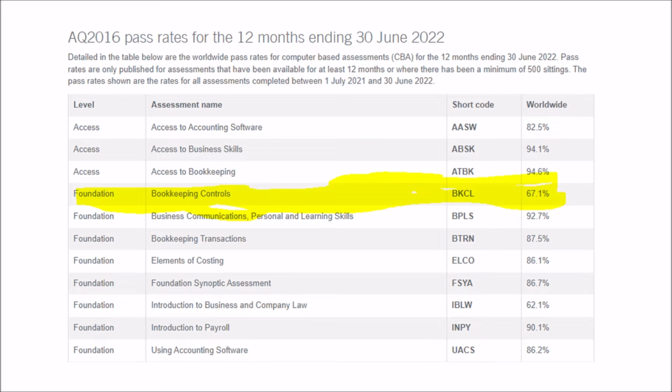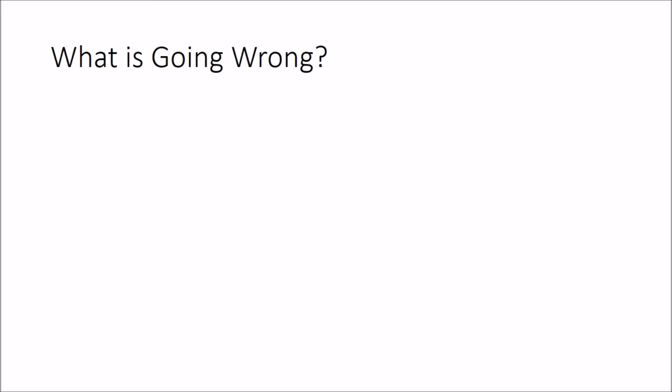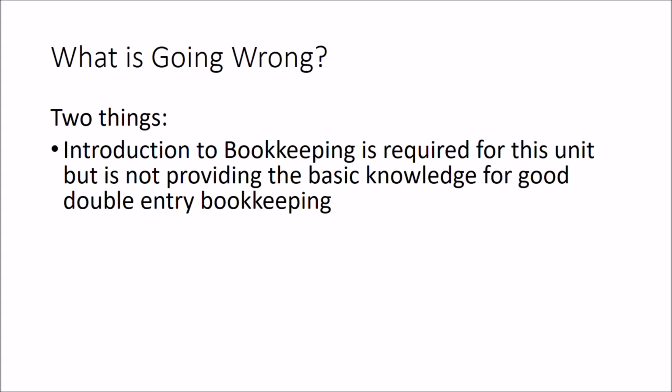I can tell you exactly how it's going to go in an exam, and I can set out exactly how you're going to do it. And if you followed it, you'd get 100%. So why is this happening? What's going wrong? Well, there are two things that are going wrong.